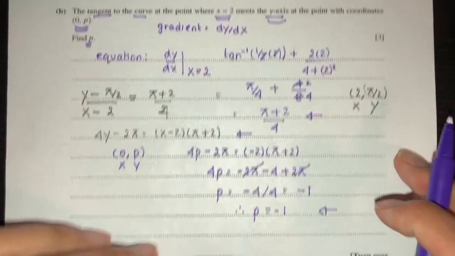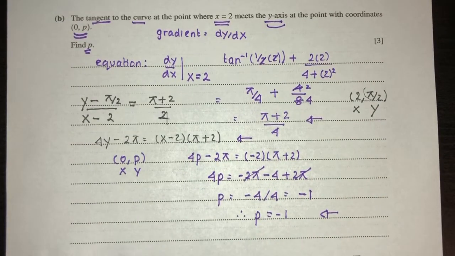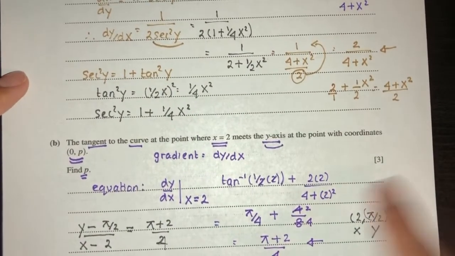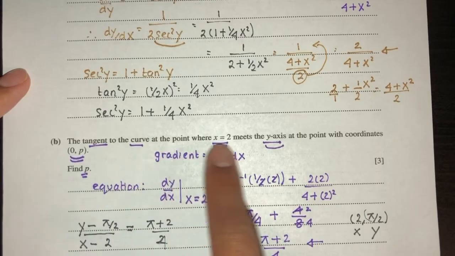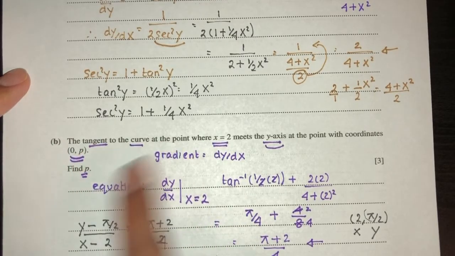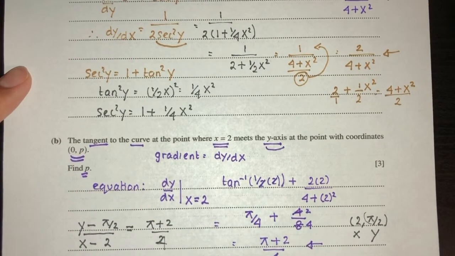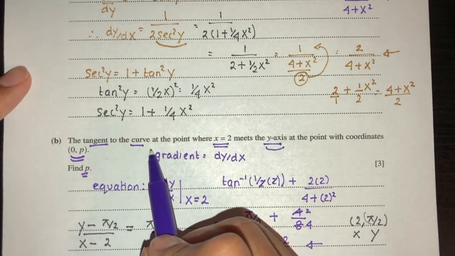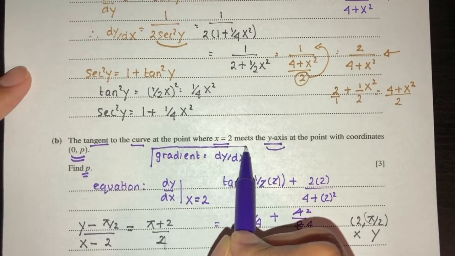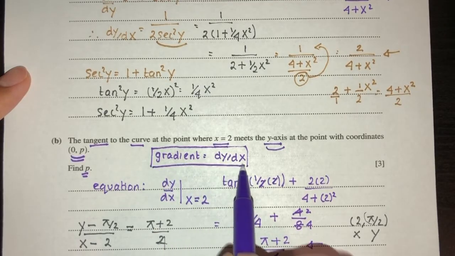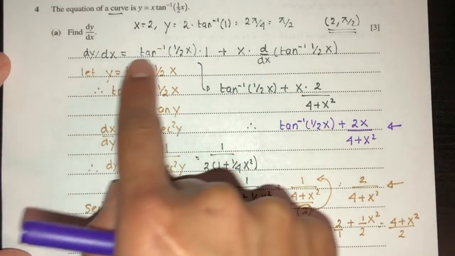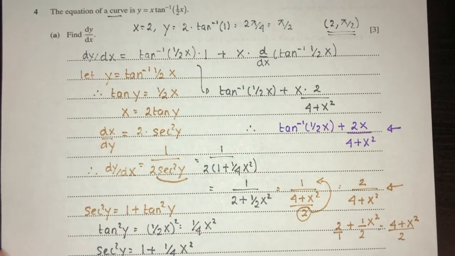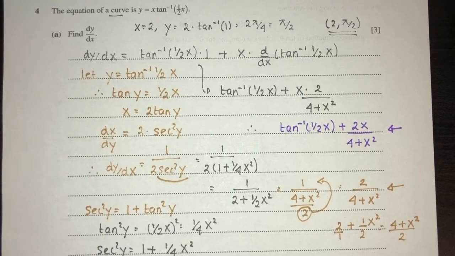So as you can see, do not rush, always go step by step, and in most cases the question itself helps you to find your answer. Here they told you this happened, so you have to use the information given to you to find your answer. Now as always, you have to know that gradient of a curve means dy by dx. And when you have to find d by dx of a tan inverse, you have to use this method to find that. And that will be your question number 4.